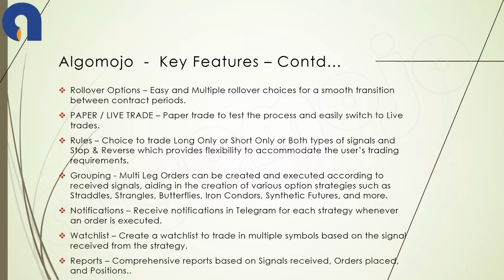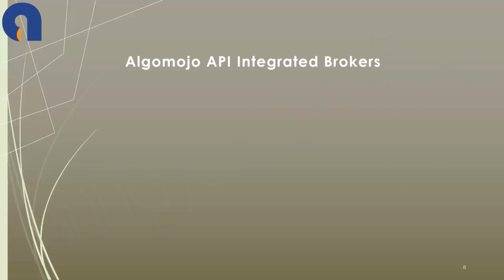There are reports that can be downloaded on a daily basis. These could be like how many signals were received from your charting tool, what were the orders that were placed, what were the positions that were taken. You can download these reports and do an analysis for your study purpose. Now, in case there are any queries, I can take them. Otherwise, we'll continue with the presentation.